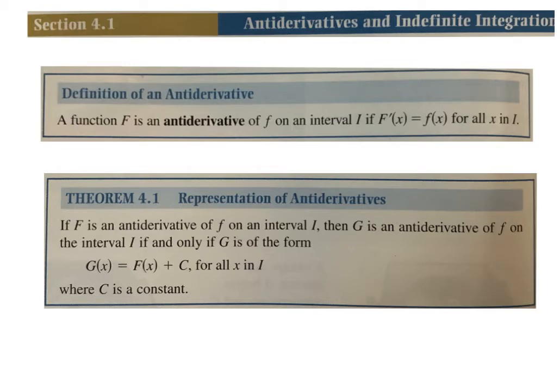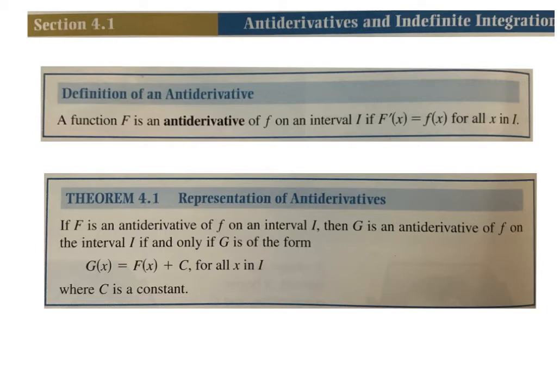A function F is an antiderivative of f on an interval I if F prime of x equals f of x for all x in I. You'll notice they have a capital letter there, which is your derivative there. If F is an antiderivative of f on an interval I, then G is an antiderivative of f on the interval I if and only if G is of the form G of x equals F of x plus C for all x in I, where C is a constant. There we go. So let's talk about what this means.